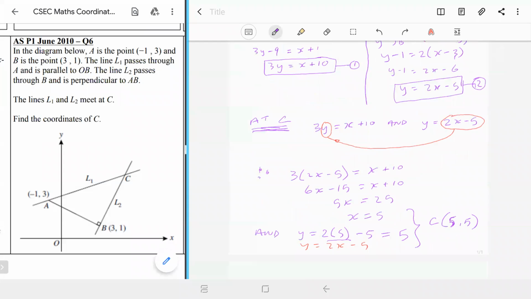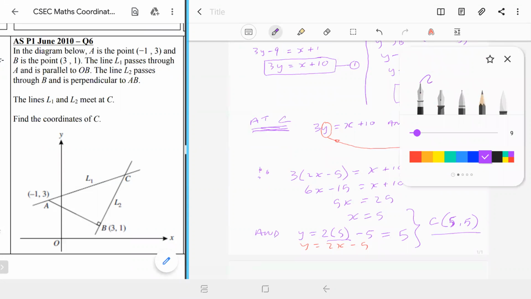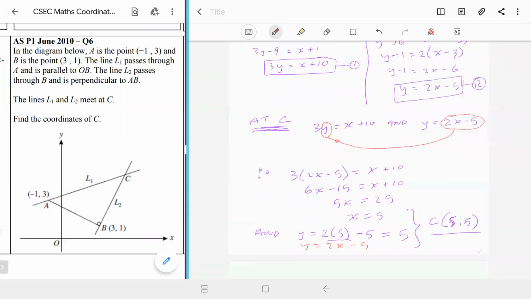And so C is this point right here. That is your answer to this question, which is what you're required to do: find the coordinates of the point C. This is (5, 5). You won't see a question like this at your level, but if you can do a question like this, the components of this question are what is on your syllabus, you're just putting it all together.